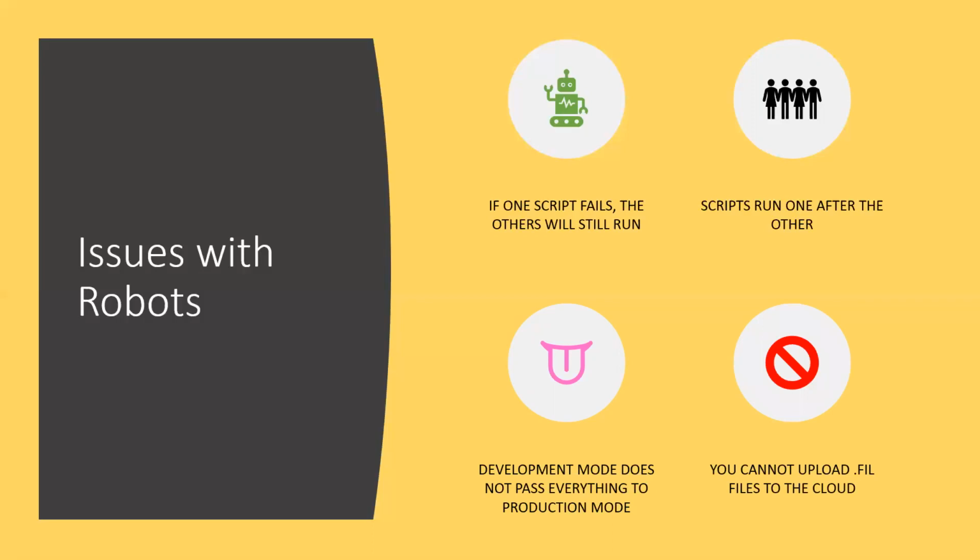Okay. Now, another thing, very interesting and very strange and very annoying and very foolish and stupid and idiotic and every other negative adjective I can think of. You cannot upload a .fil file to the cloud. Now, if I have a .fil file with data in, I can easily import that into AN, but I cannot import it using robots. Even if my script works in AN, it will not work with robots because robots will not allow me to upload a .fil file.